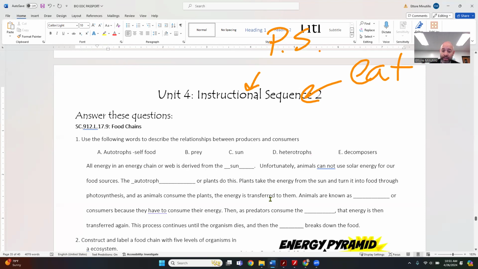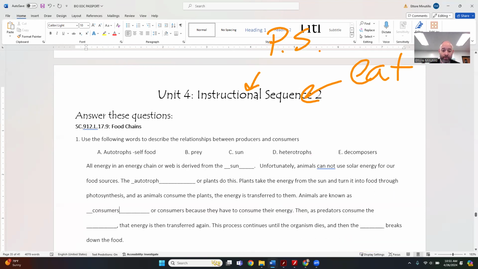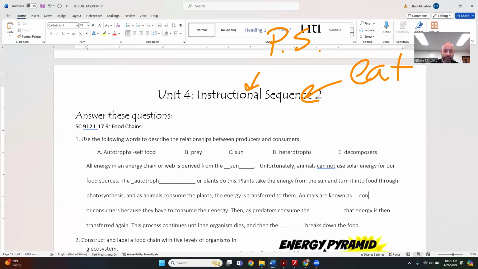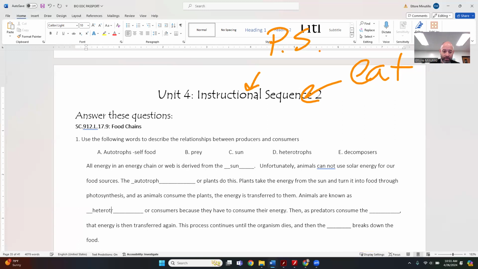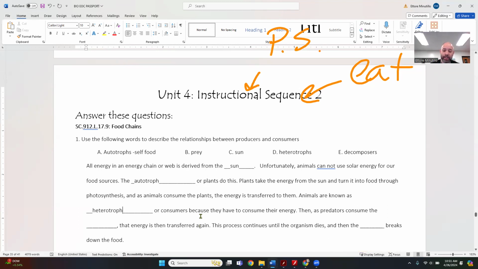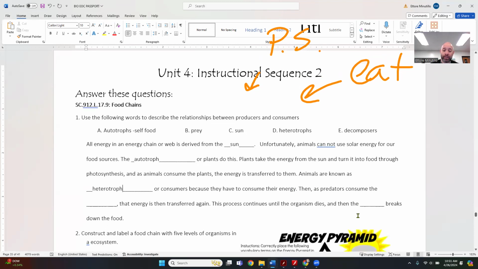Plants take the energy from the sun and turn it into food through photosynthesis. And as animals consume the plants, the energy is transferred to them. Animals are known as consumers, mostly because we're not doing photosynthesis. Actually, they said consumers. We're supposed to say heterotroph. Hetero meaning other, troph again referring to where you fit into the food chain. So you're going to eat other things as your food because they have to consume their energy.